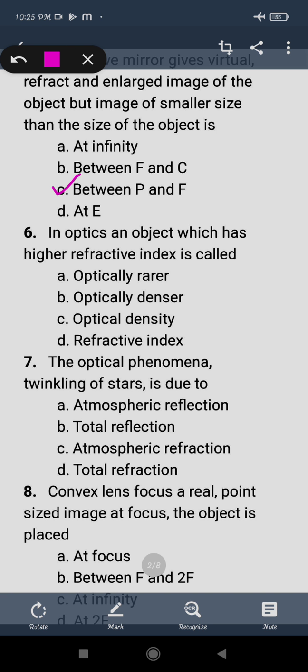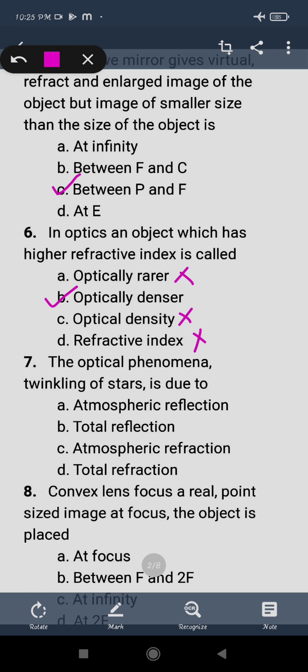Similarly, see the next question: in optics, an object which has a higher refractive index is called. We know that when the medium is dense, we get the maximum refractive index, and for low density, that is the rarer medium, we get a lower refractive index. So the answer for the highest refractive index is denser. Optical density just tells about the value. A rarer medium cannot have the highest refractive index, so the only answer is optically denser.